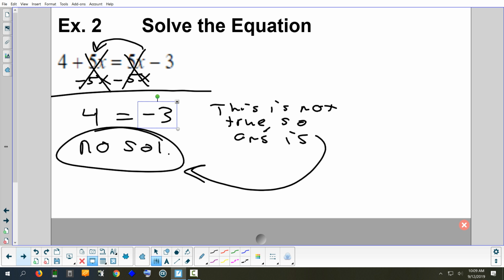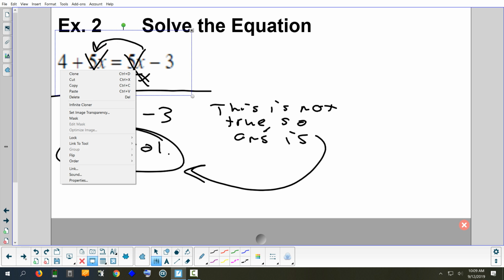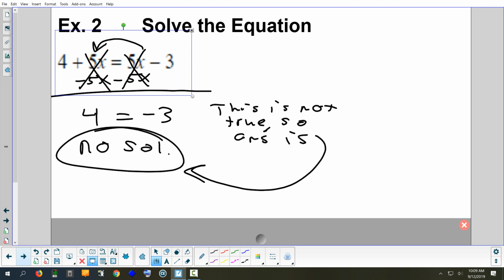Can you cross out the equal sign? You don't have to. If you just write no solution, that's fine. And it kind of makes sense, because if you look at the original problem, it said 5 times something plus 4 is the same as 5 times something minus 3. Well, I don't care what number you think of, but if you multiply it by 5 and add 4, and then you take that same number and multiply it by 5 and minus 3, it's never going to come out the same.